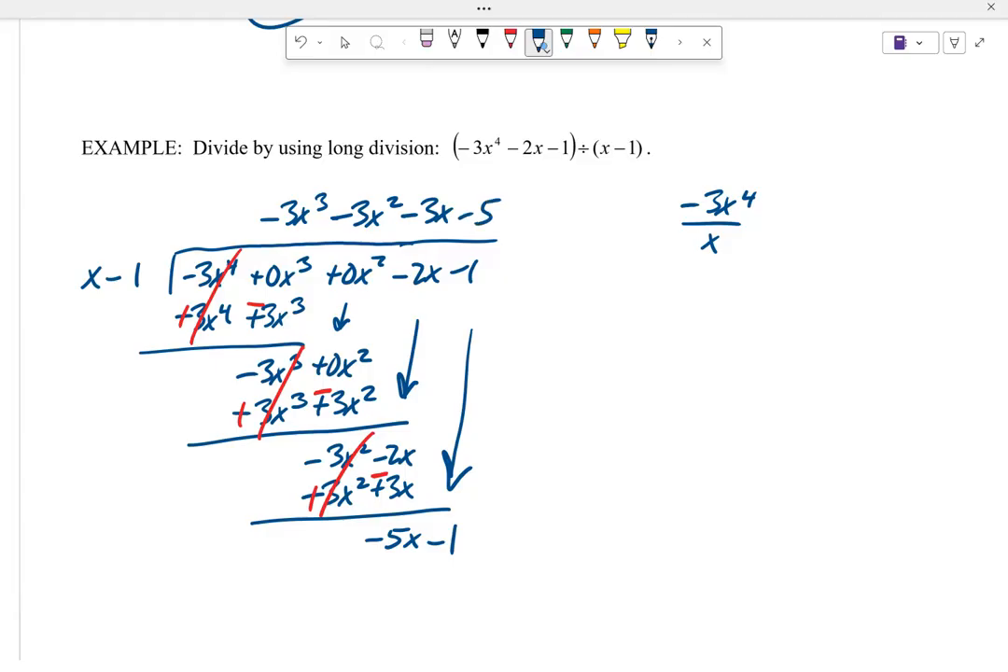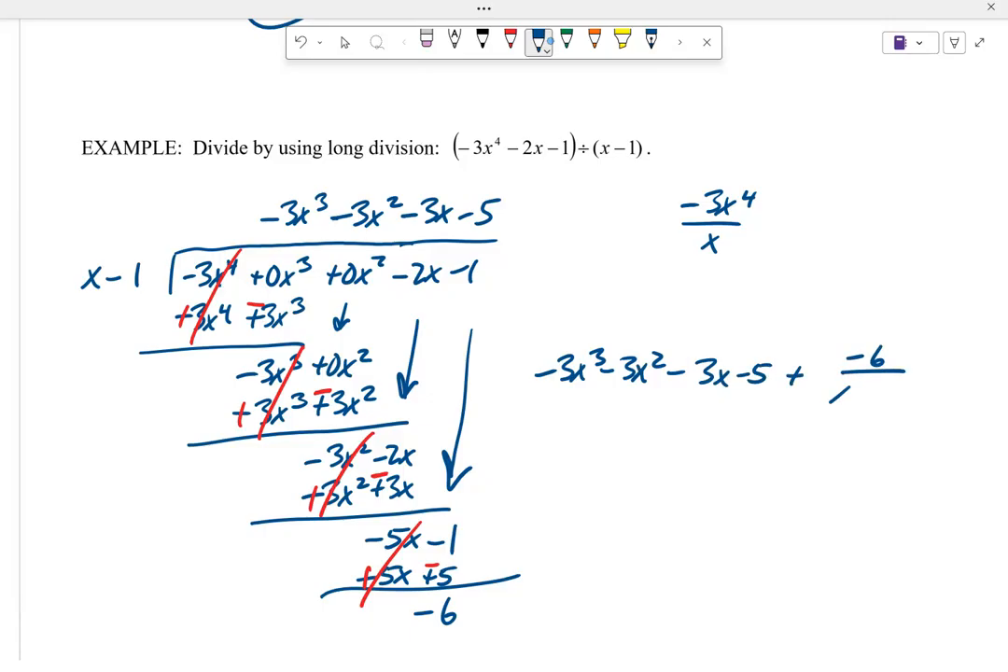So this has got to be a negative 5, because negative 5 times x is negative 5x. Negative 5 times negative 1 is a positive 5. Don't forget, we've got to change those signs. Negative 5x plus 5x, gone. Negative 1 minus 5, negative 6. Okay, there's our remainder. So the answer to this is quotient plus remainder over that divisor.